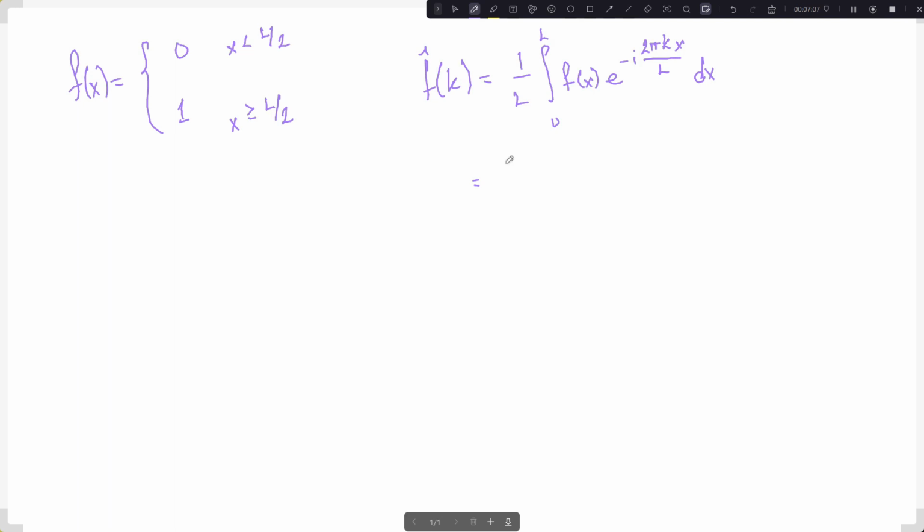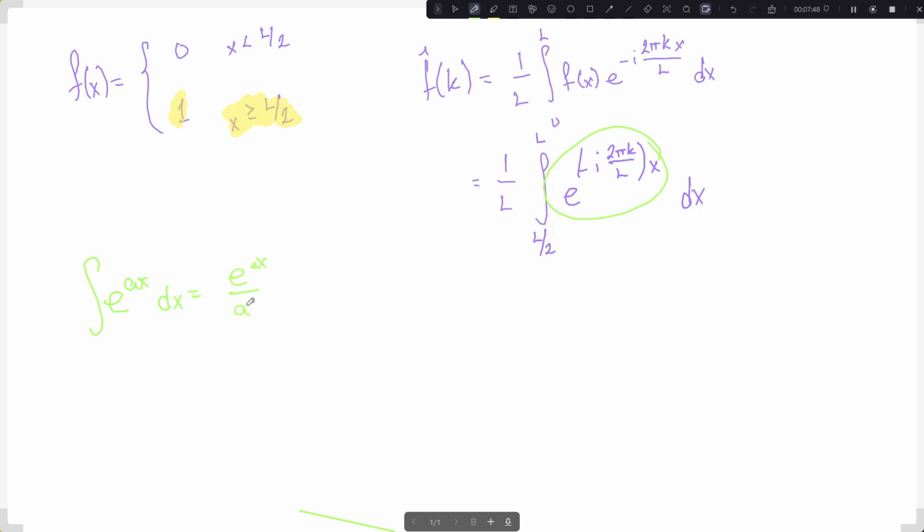Okay, so let's actually calculate this integral out. The 1 over L can stay along for the ride. Just like in the last case, the only time the integral sees anything is for values of x greater than L over 2. So we start at L over 2 and end at L. We just have e to the minus I 2 pi k over L, I'm going to put all that in parentheses, x dx, because I'm going to use the really fancy formula that the integral of e to the ax dx is e to the ax divided by a. And so I'm going to use that with a being negative I 2 pi k over L.